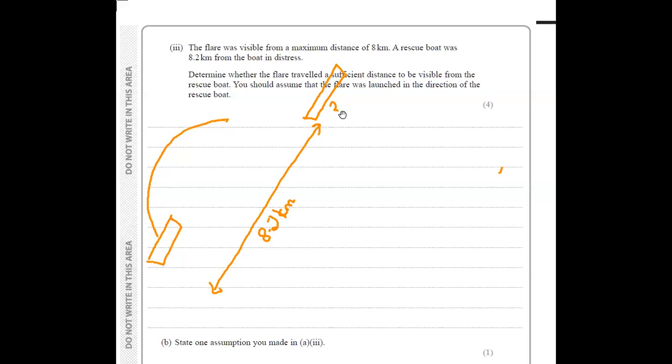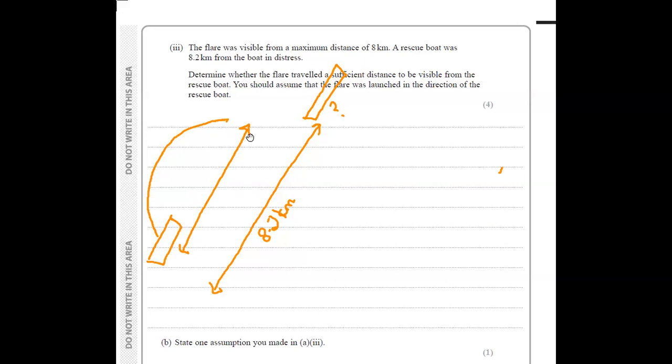To do so, we will again have to do calculations, right? I need to know how far the flare is traveling. If it's traveling horizontally far enough, I will be able to see it from the rescue boat. If it does not travel far enough, I will not be able to see it. So to get an answer, I need to know the horizontal distance covered by the flare.